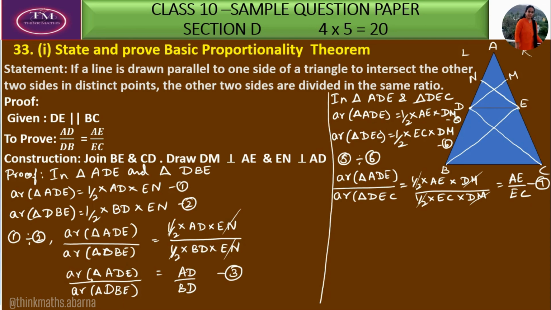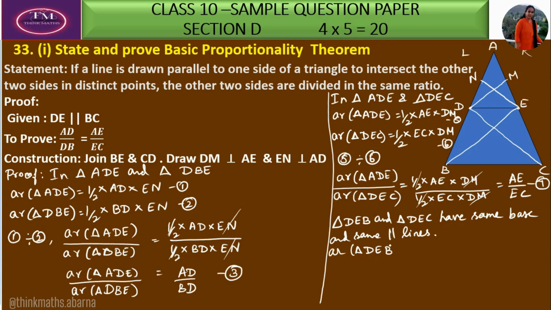In 3 and 7, on the left hand side you have in the numerator triangle ADE for both. In the denominator we have DBE and DEC. So what do you know about the triangles DEB and DEC? Triangle DEB and triangle DEC have the same base DE and they lie between the same parallel lines DE and BC. So triangles DEB and DEC have the same base and same parallel lines, so you can say their areas are equal. This is because you have studied it in 9th standard. So area of triangle DEB is equal to area of triangle DEC.